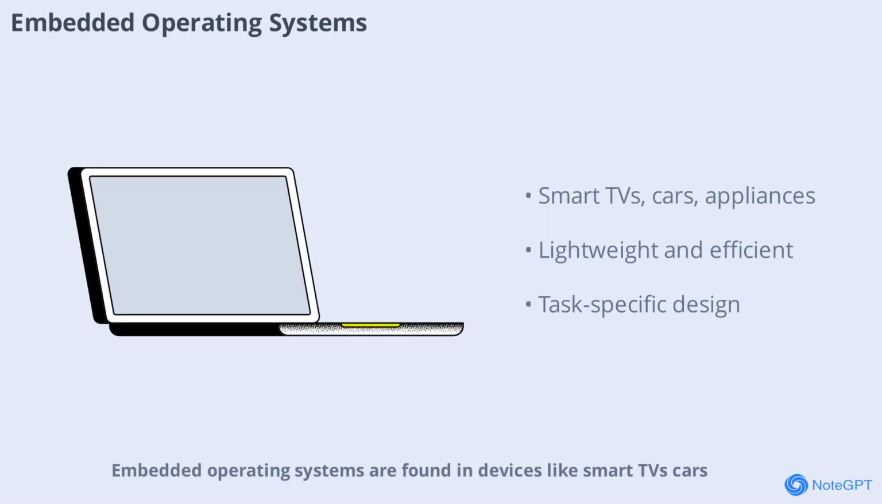Embedded operating systems are found in devices like smart TVs, cars, and appliances. These OSs are lightweight and designed for specific tasks, often running on limited hardware. Examples include embedded Linux, QNX, and real-time operating systems. They ensure that your smart devices perform reliably, even with minimal resources.